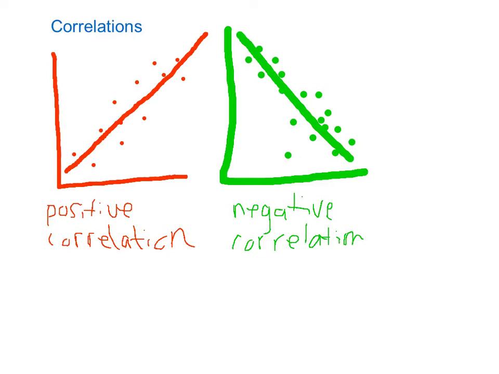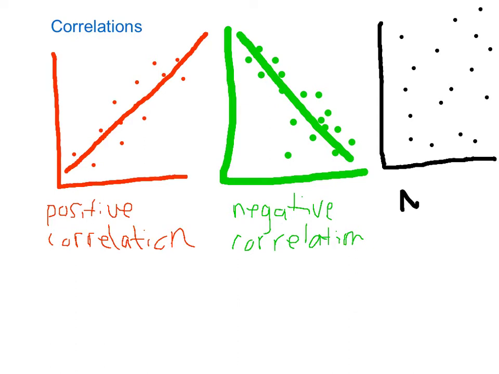Let's say we have a situation where we don't have negative or positive correlation. We might have points that are scattered around like this in the graph here. As you look at that, you can't really see a trend. So we would say that this one has no correlation.